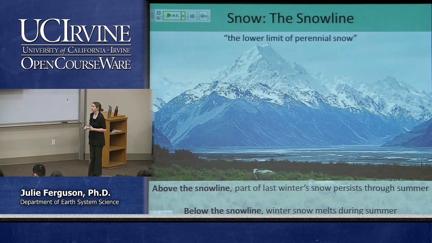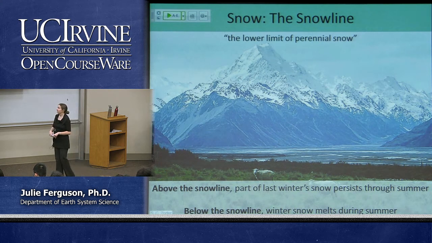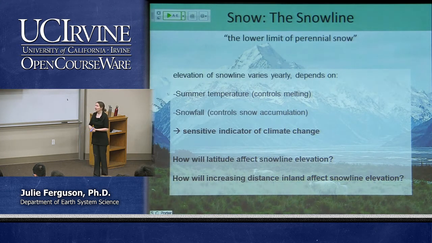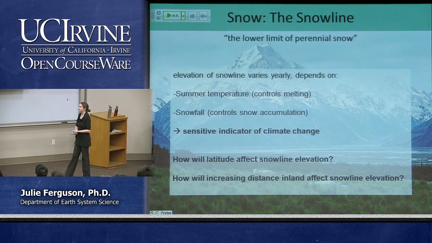Below that snow line, the winter snow melts away during summer. So you can see our beautiful mountains. I think this is from New Zealand, with the snow line running through there. And that elevation varies year on year, so it's a very good indication of what our climate is doing.